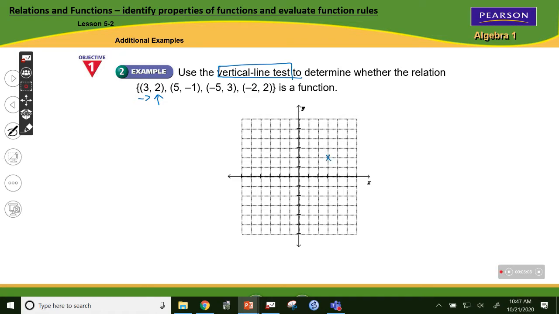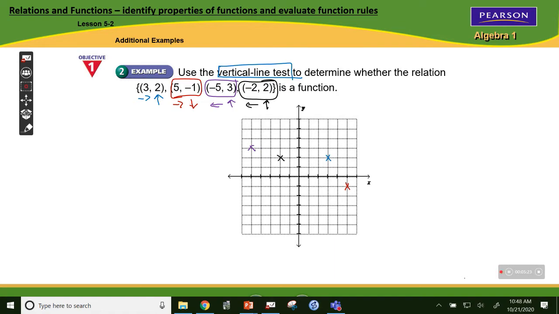On yours, you should be drawing dots. I put X's because it's easier to do on my board. I'm going to graph the rest, and I'll be right back. So I graphed the rest of my points, and you can see I tried to color code them for you. And I also drew little arrows, kind of giving myself an idea of which direction to go.